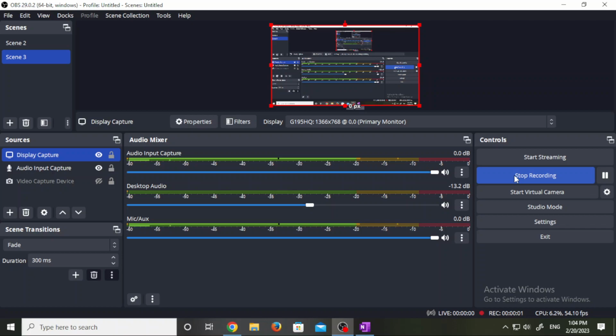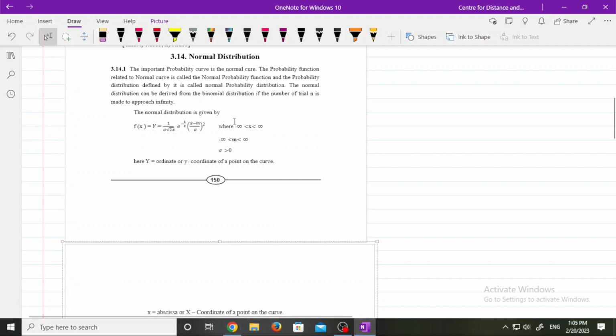In previous lectures, we have learned about binomial distribution and Poisson distribution. Today we are going to learn the third one, that is normal distribution. This probability curve is the normal curve, and it is an important probability curve. The probability function related to this normal curve is called the normal probability function, and the probability distribution it defines is called the normal probability distribution.